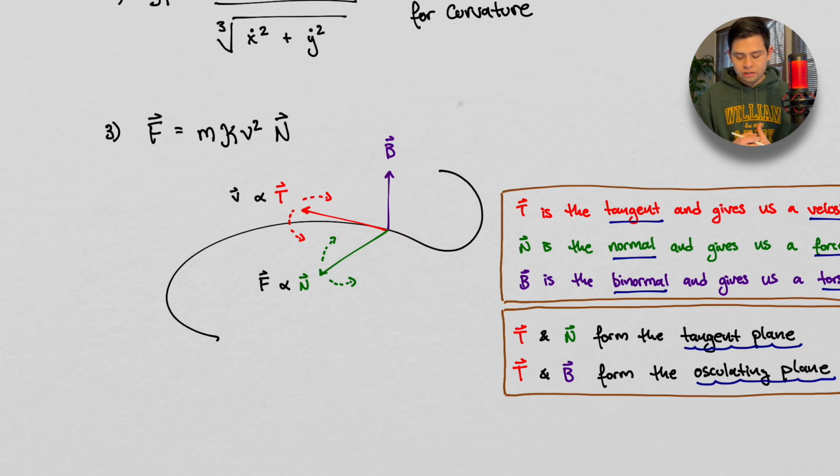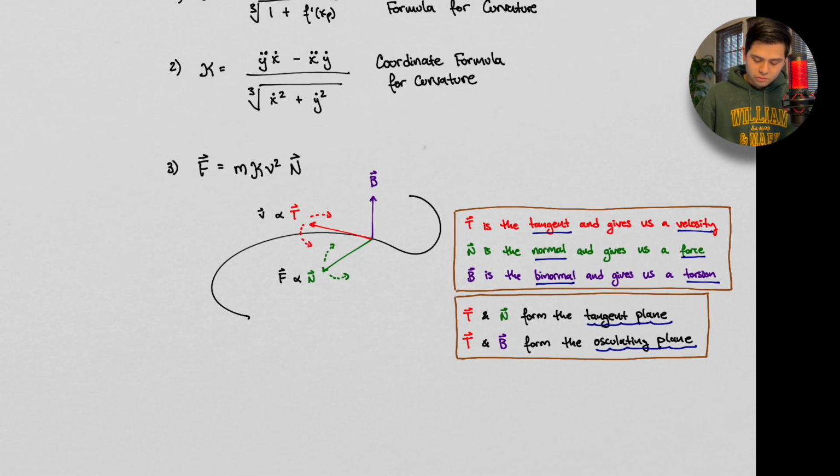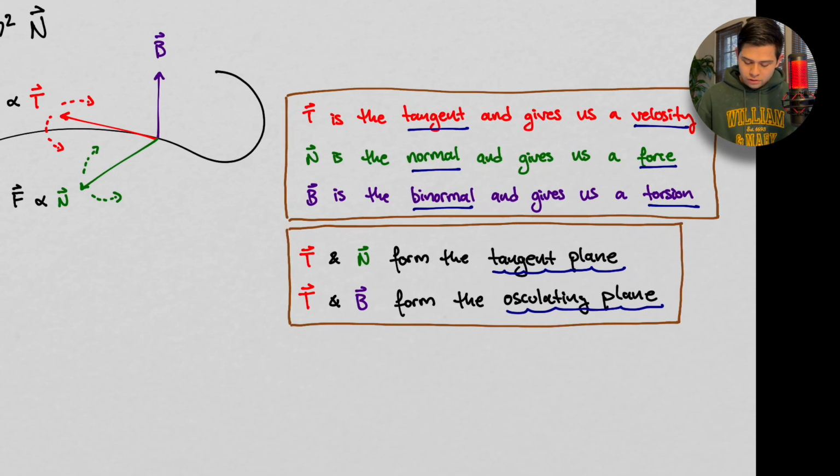If we want to construct an actual three-dimensional coordinate frame here, we have this B vector also that we can put. Okay, we're going to talk about this in the next video in more depth. But to summarize, T is the tangent, N is the normal, B is what we're going to call the binormal, and T gives us velocity, N gives us a force. B is going to give us a torsion. Okay, we'll talk about that later also.